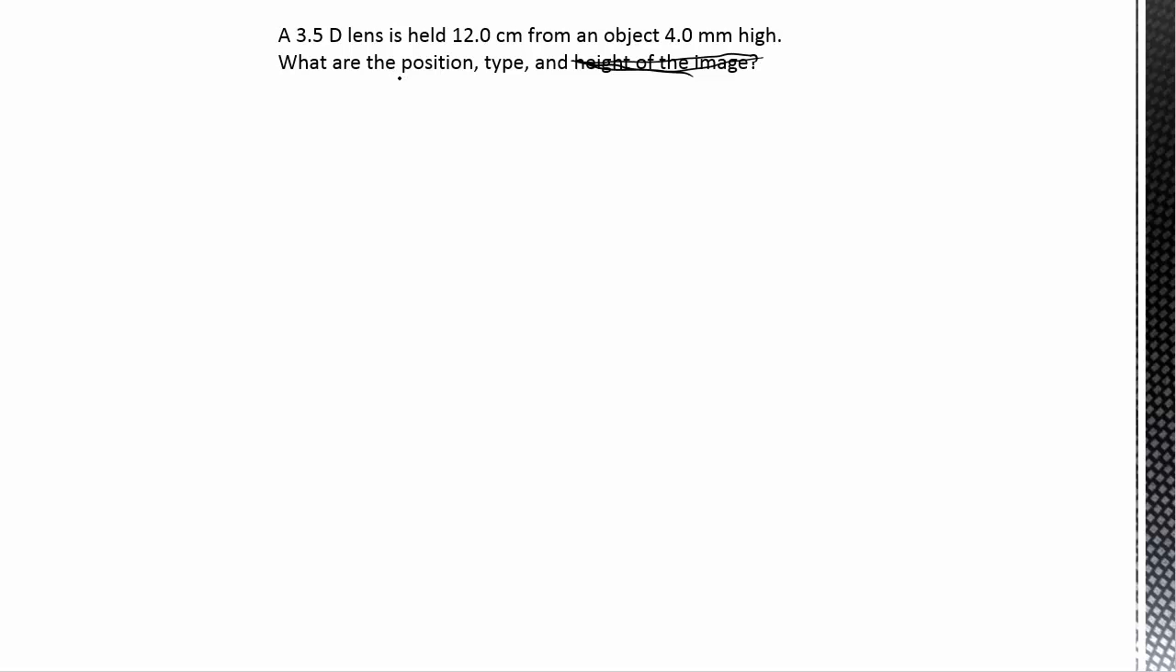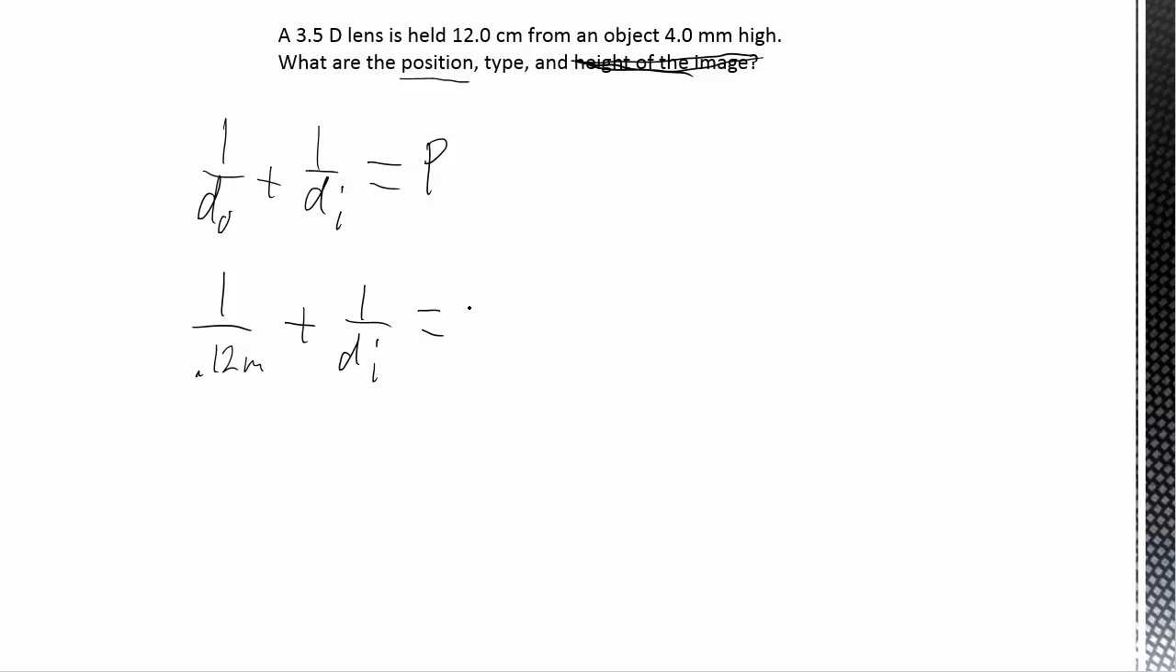So to start with, we'll find the position of the image, and that is going to allow us to figure out what type of image it is. So again, 1 over dO plus 1 over dI equals 1 over f. It doesn't really matter which one you put first. Or if we want, since they give us diopters, rather than putting 1 over f, we can go ahead and put power over here. So the object distance is given, that's 12 centimeters. Again, we have to be careful: since this is in diopters, we need this in meters, so 0.12 meters. Image distance is what we're trying to find. That's what we mean by the position of the image. So we're solving for 1 over dI, set equal to the power of our lens.